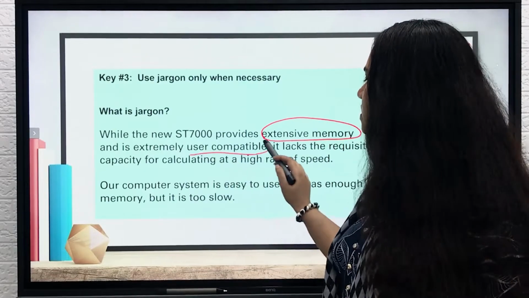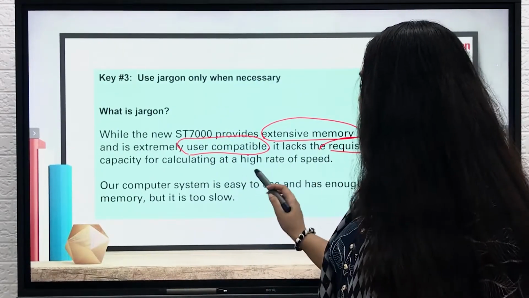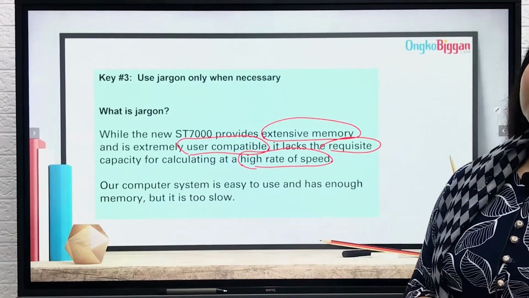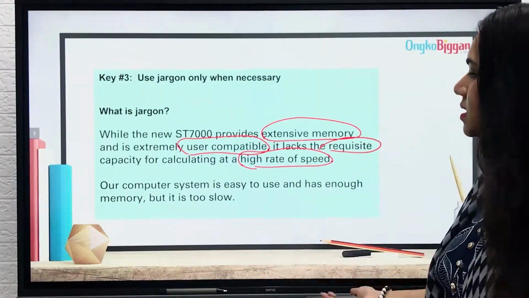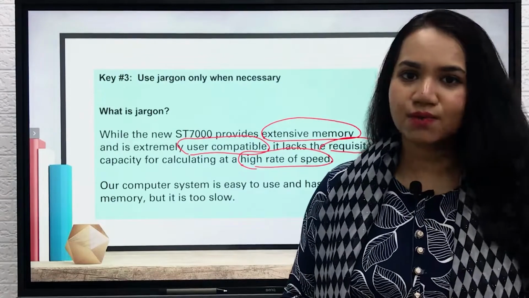We don't know what user compatible means here. We might not know what requisite means here and what high rate of speed means here. So you can say there are 4 jargons here. So instead of saying this, you can just say easily, our computer system is easy to use and has enough memory, but it's too slow.